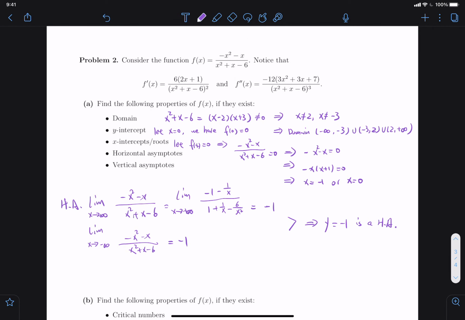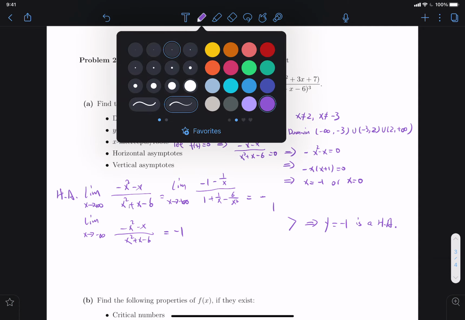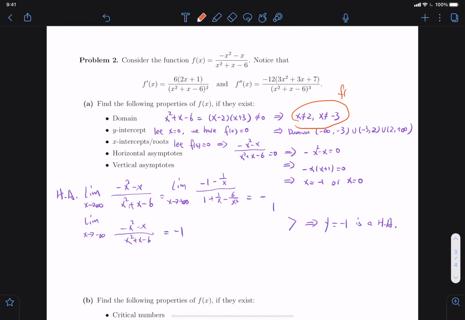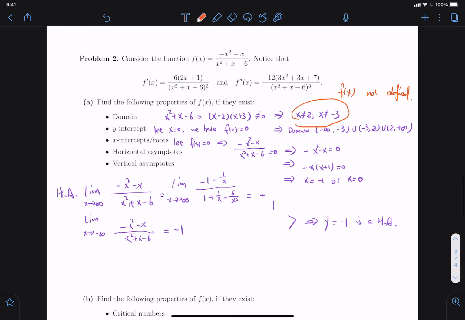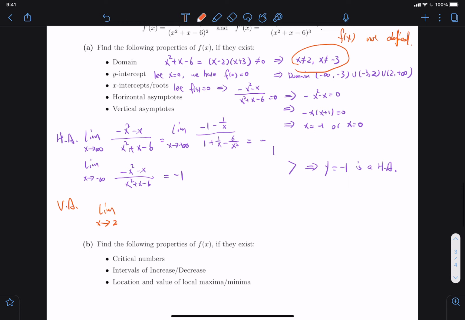Now we take a look at the vertical asymptotes. Notice that vertical asymptotes only occur when the function is not defined. We know that the function is defined everywhere except for these two points, right? f of x is not defined there. So we will check the limit as x goes to 2 and negative 3 from the left and from the right.